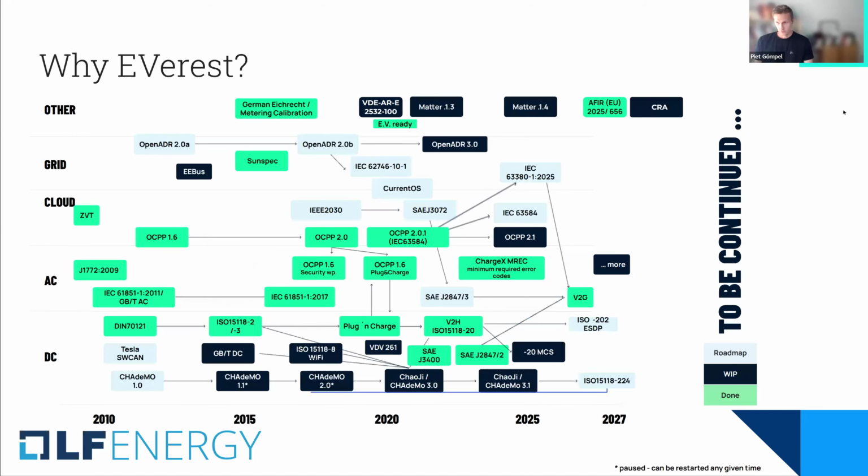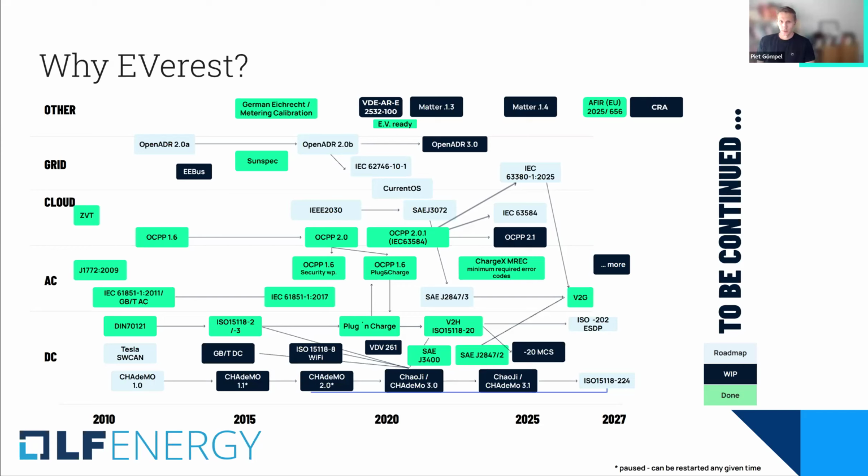Why do we actually need EVerest? So what you can see here is a diagram with different kinds of standards and protocols that have evolved over time, grouped into different domains like DC, Cloud, Grid, and other. And there are just so many requirements that charging station manufacturers really have a hard time catching up and fulfilling these requirements. You can see things like OCPP 1.6, 2.0, ISO 15118 here.